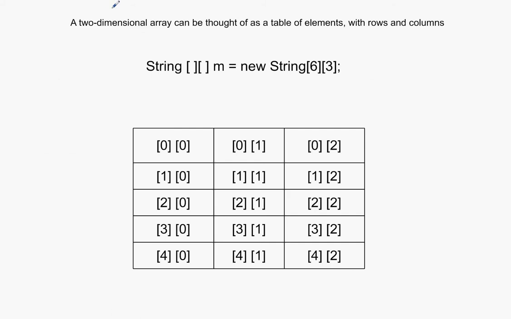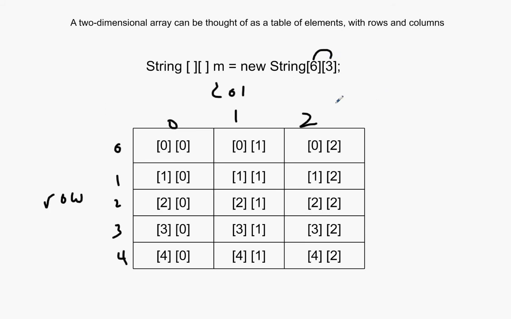Now, a two-dimensional array can be thought of as a table of elements. It's really not that much more complicated. It has rows and columns. So these are our columns, and these are our rows, and we number them the same way: 0, 1, 2, 3, 4, and 0, 1, and 2. So this is going to be an array called M. It's going to be a two-dimensional array filled with strings. It's going to have 6 rows and 3 columns, and hopefully now you begin to spot where the difference lies.